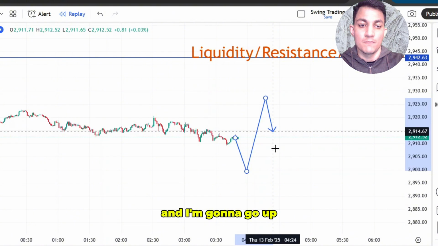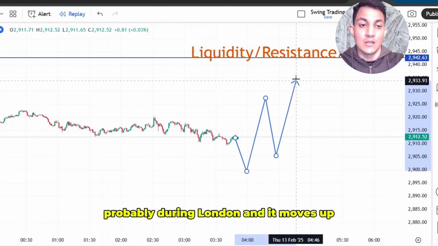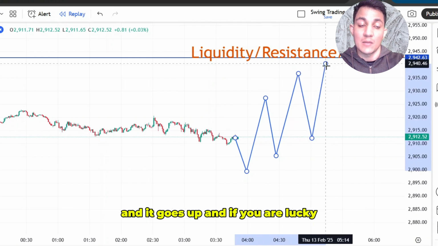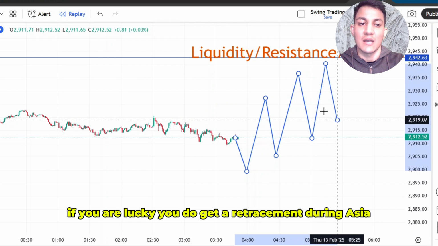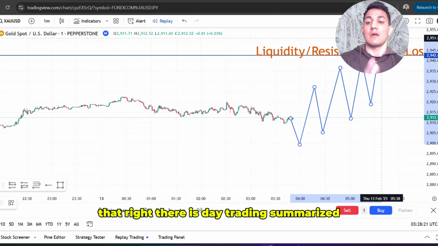And then it goes up, and here is a good probability entry, probably during London, and it moves up, and then gives you a retracement during New York, and it goes up. And if you are lucky, you do get a retracement during Asia, and then it smashes the objective. That right there is day trading summarized.